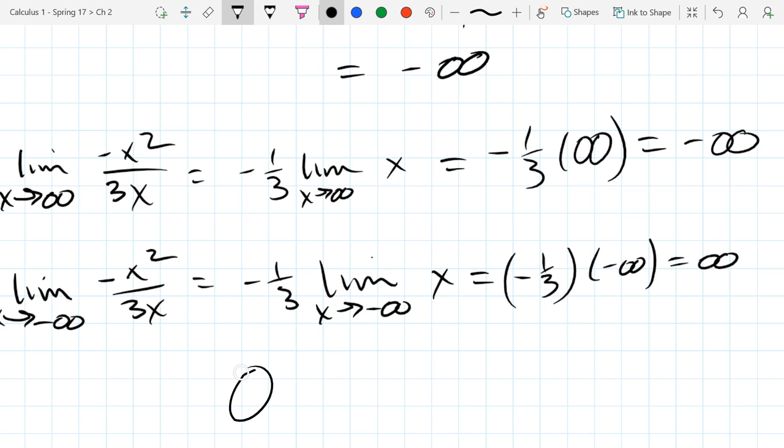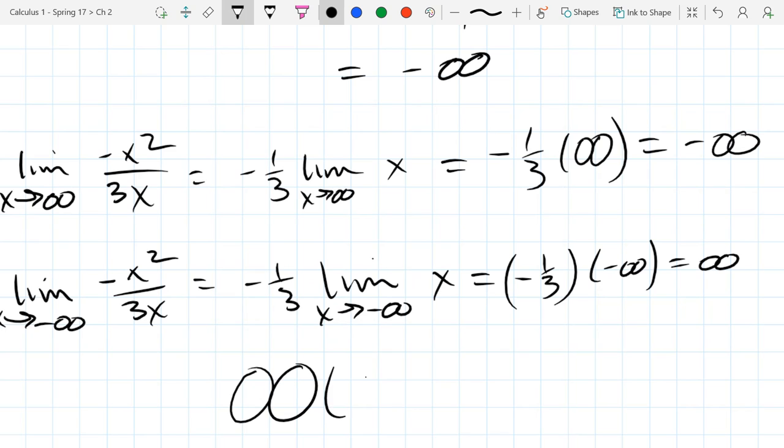Except in the weird infinity times zero case. That's not an answer. That means you have to do more work. Okay. And in this class, that means do some algebra.